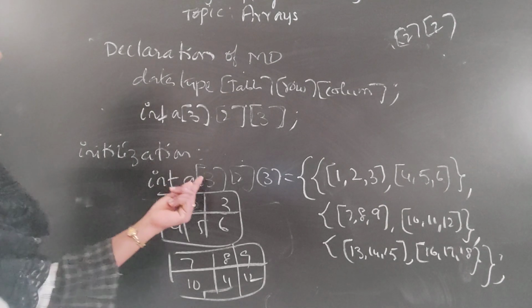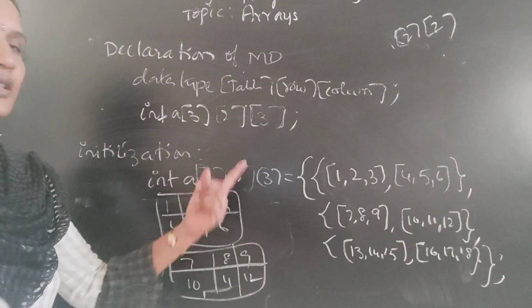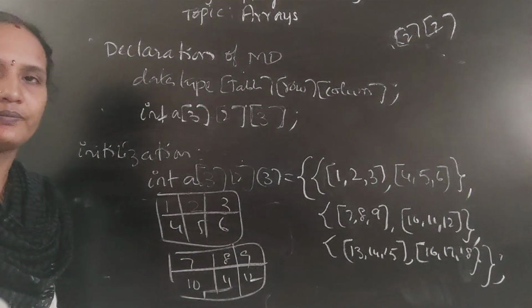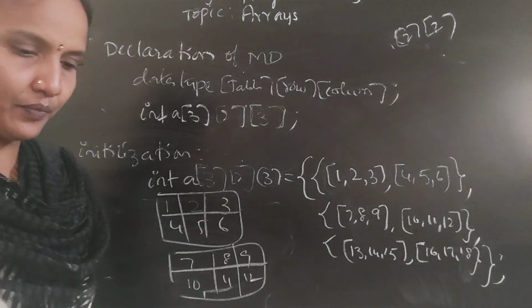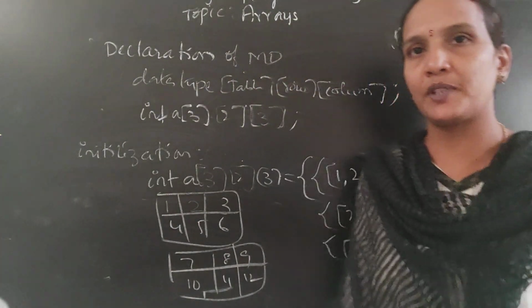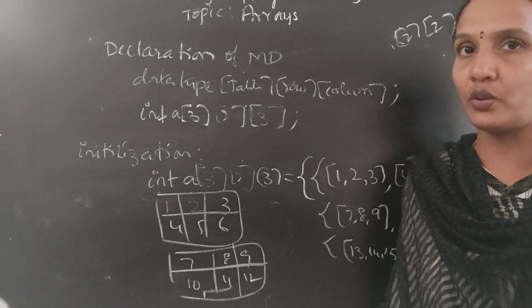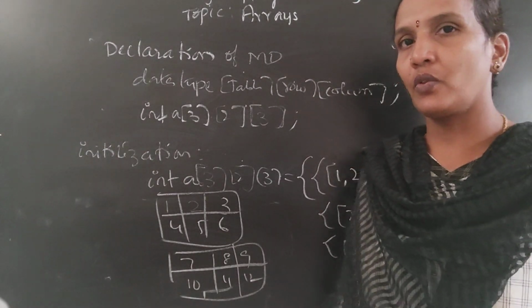So here, these are the number of tables, these are the rows in the table, and these are the number of columns in the table. This is a multi-dimensional array, meaning where you get more than 2 subscripts. If it has 2 subscripts, that is a 2-dimensional array. If it has more than 2 subscripts, that comes under a multi-dimensional array. Okay.